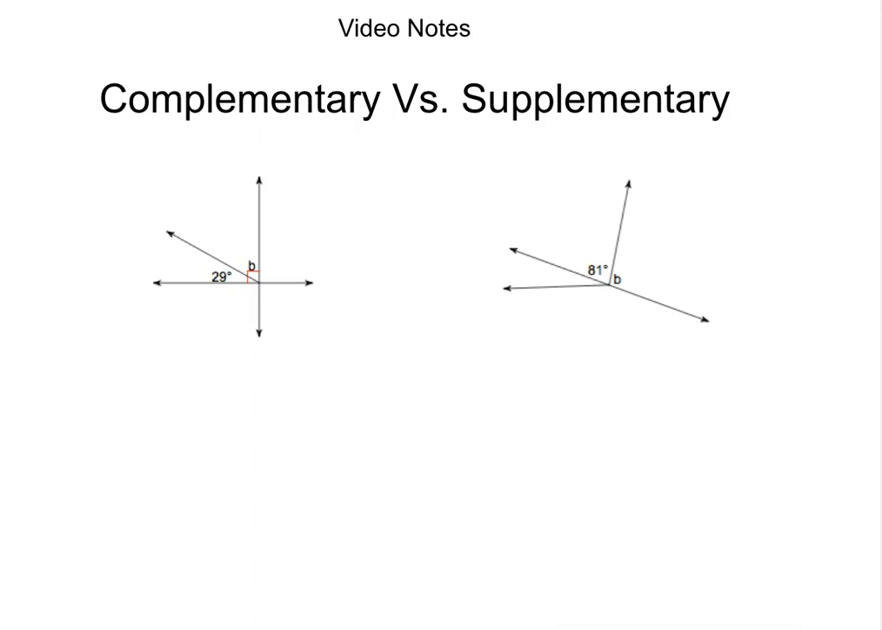Okay? What are supplementary angles? Two angles that give you 180. Perfect. Two angles that total or sum up to 180 degrees.